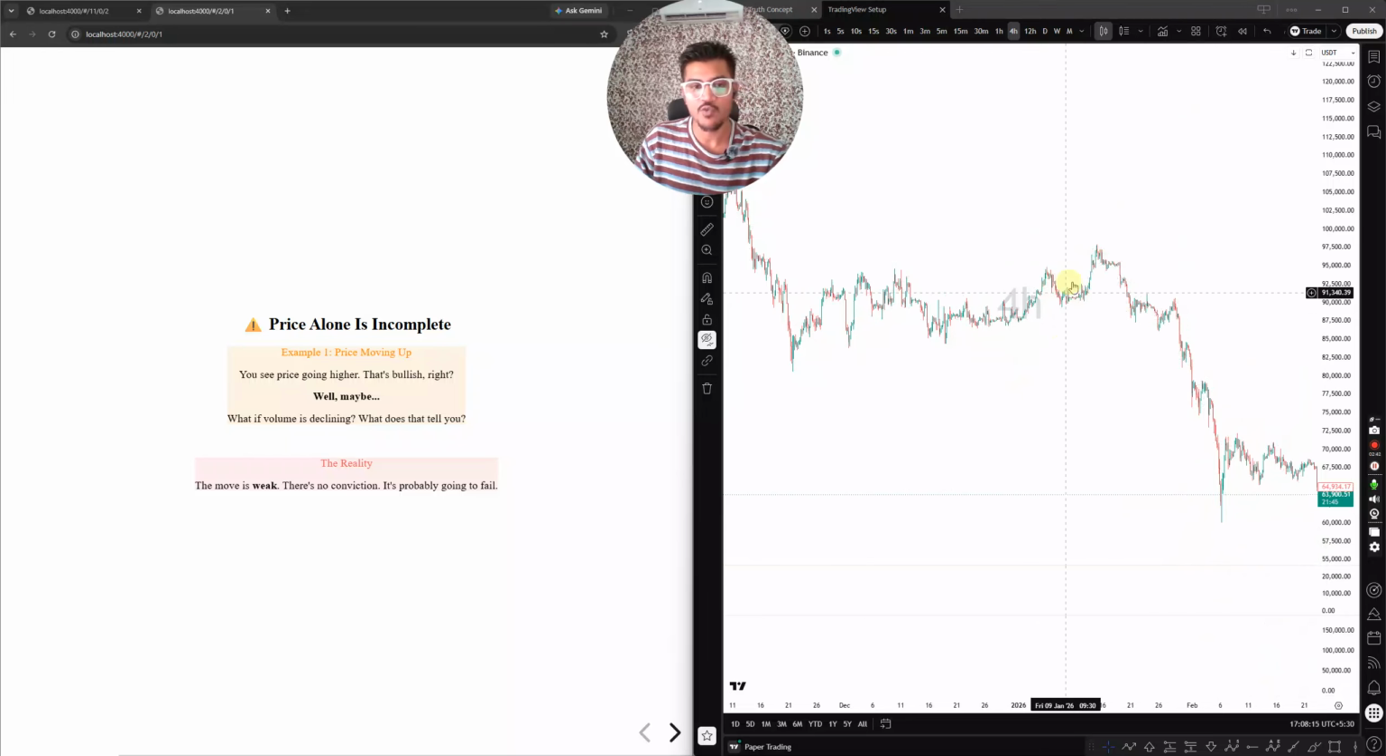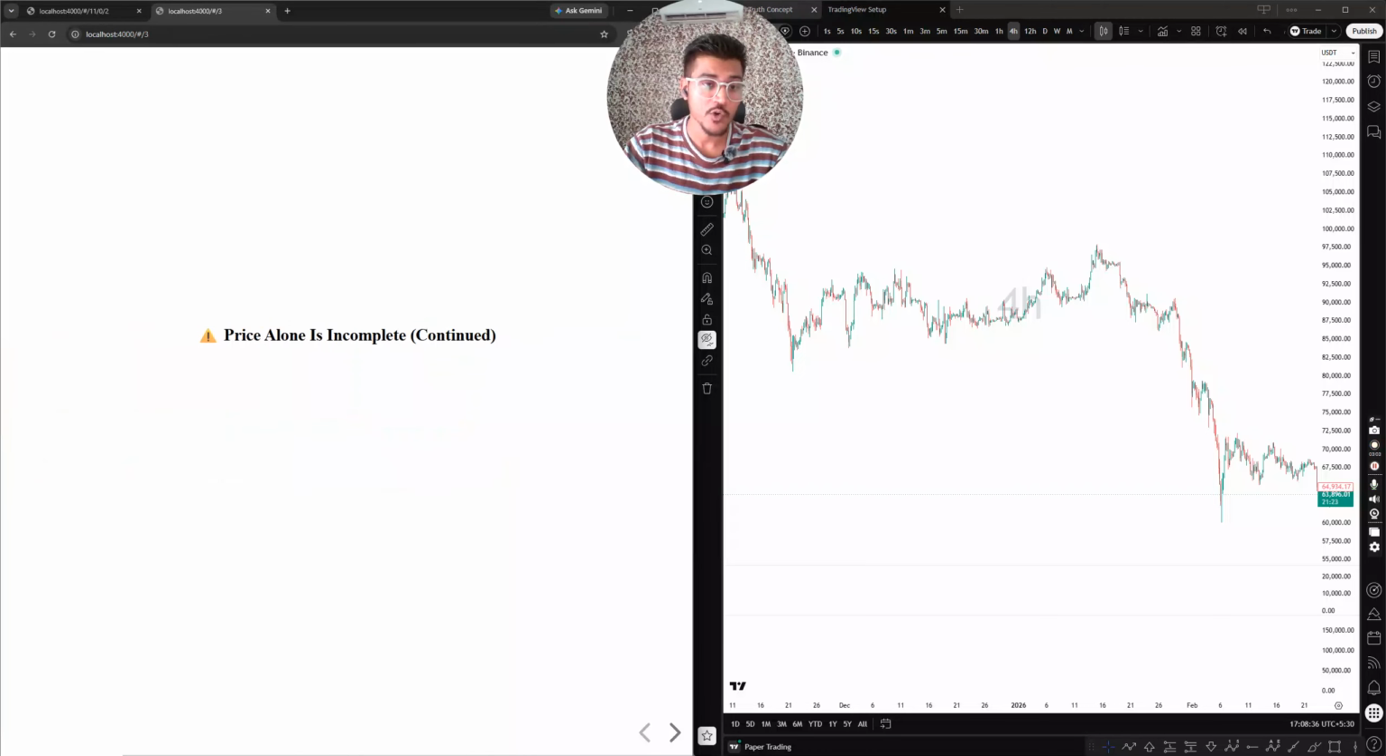When reality hits, you will understand that without volume, price is incomplete, and without price, volume is incomplete. And when we combine both of them, the real truth of the market gets revealed. Let's reveal that truth.